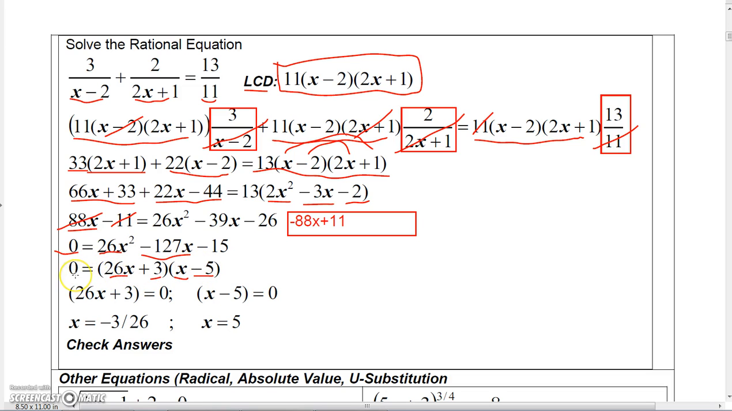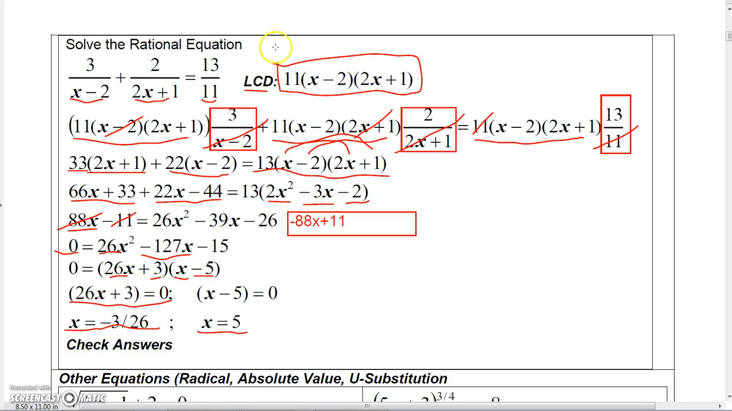And then, of course, to solve a polynomial equation equal to 0, you just set each of these factors equal to 0 and solve it. So if I set this factor equal to 0, I subtract 3, divide by 26, and I get negative 3 over 26. And then here, set x minus 5 equal to 0, just add 5 to both sides and get x equal 5. Now you want to check your answers.